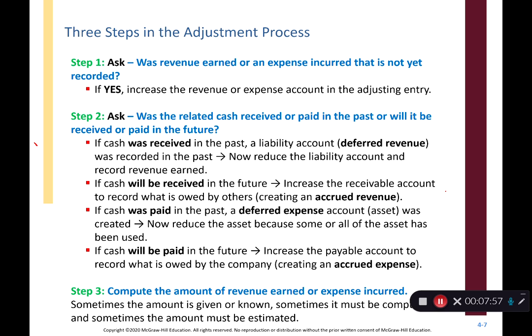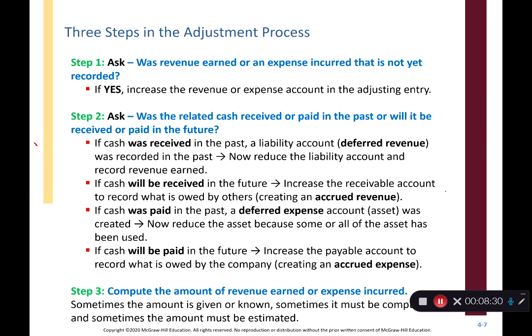So what are the steps? Well, this slide makes it look really complicated. Here's my step. Think. Use your brain, think through logically, and you'll come to the right conclusion. If you need a little more framework than that, step 1 is to ask yourself, was a revenue earned or expense incurred that's not yet recorded? If yes, ding, ding, ding, we need an adjusting entry. Step 2 is, was the related cash received or paid in the past, or will it be paid in the future? That's basically distinguishing between whether we're dealing with a deferral or an accrual.